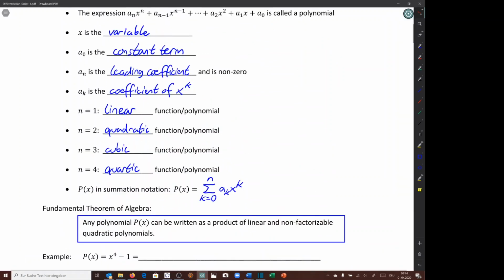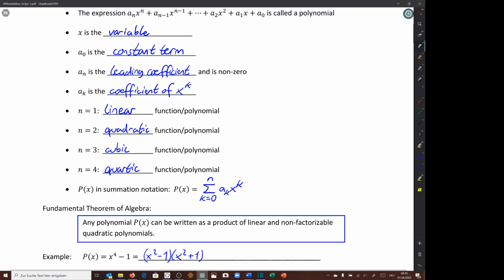The fundamental theorem of algebra now states that any polynomial p of x here can be written as a product of linear and non-factorizable quadratic polynomials. Let us look at an example. X to the power of 4 minus 1. Well, we can use the third binomial formula. We can write it as x squared minus 1 times x squared plus 1. So we have it already written as a product of quadratic polynomials.